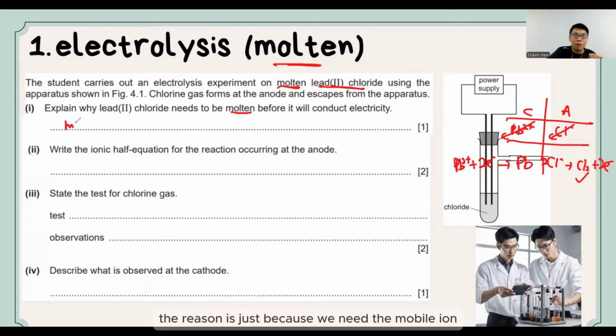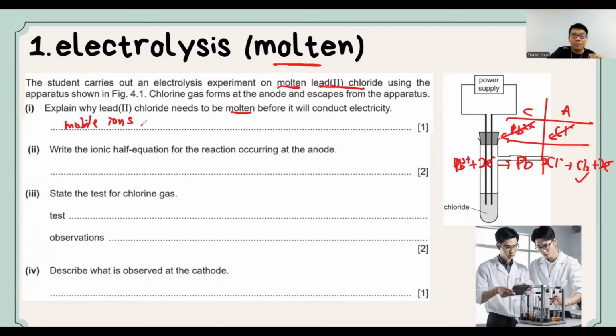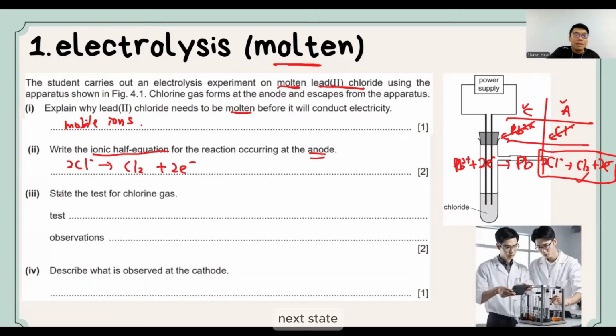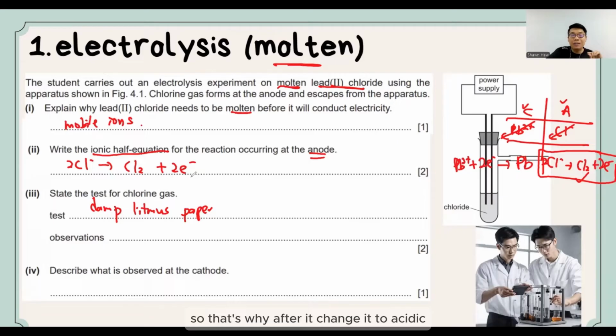The reason is just because we need mobile ions. Write the half equation occurring at the anode. We already wrote down these two half equations, at the cathode and anode. So they request for the anode, then we just copy it here. Next, state the test for chlorine gas. So chlorine gas is an acidic gas, so we can use damp litmus paper. Chlorine is also a bleaching agent, so that's why after it changes to acidic red color, at last it will bleach it and form white color.